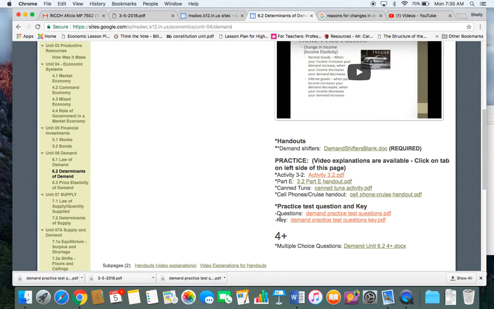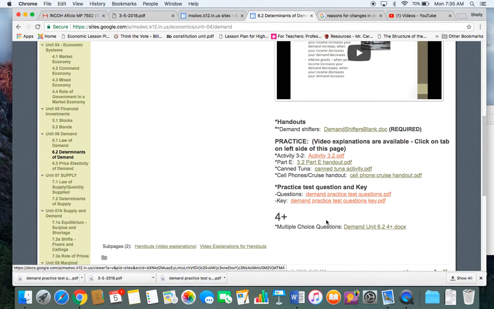On the I can statements, I did not put any practice questions. I put some handouts down here. Here are the questions to work through. There are 3 or 4 different handouts. And then I've made a key and posted the key for all those so you can work through those and go back and check your answers.